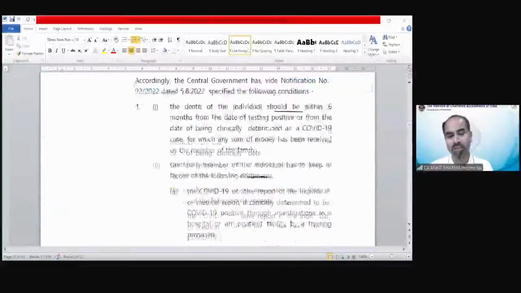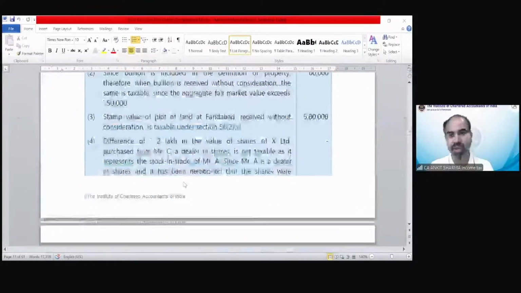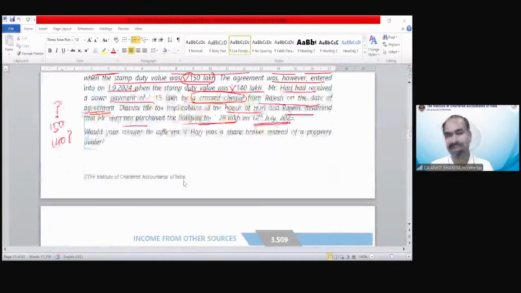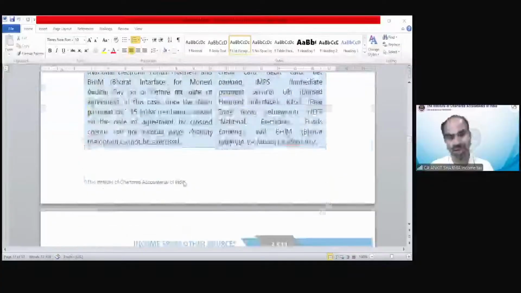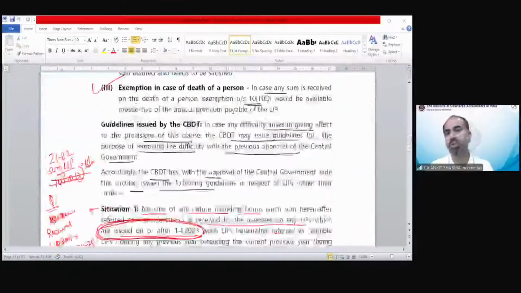I believe you must have gone through all the provisions of income from other sources, capital gain, and the old provisions of basic concept, house property, etc. So we have covered all the illustrations in the last class and Test Your Knowledge question number 1.